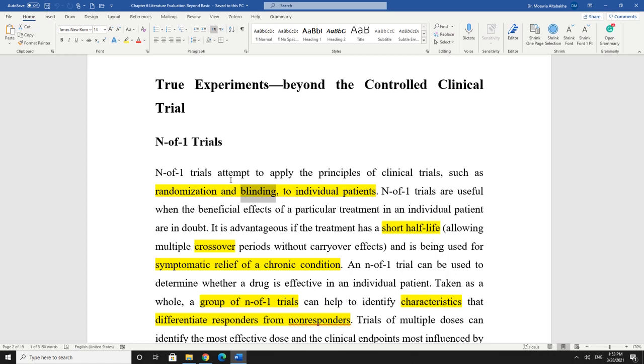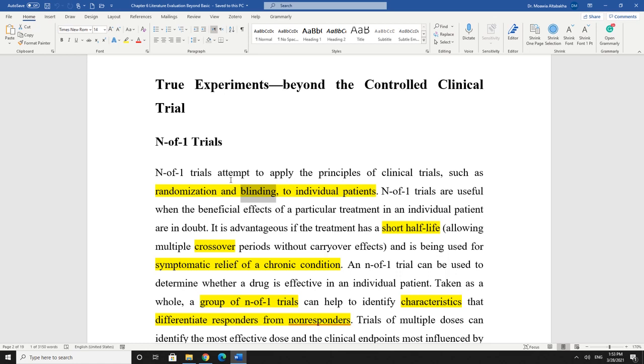Once the period is done, there will be a washout period, meaning some time for the initial treatment or the drug to be eliminated from the body. Then he will start treatment B, which might be placebo. And after the end of that, the process can be repeated.